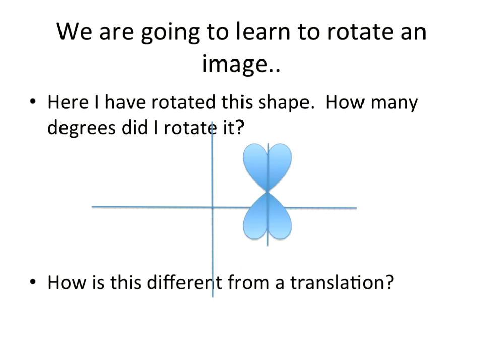How is this different in a way than a translation? How is this different than a translation, what you're seeing? Stephen has a notion. And I want you to think about it. I drew a line down the center so you could see. All right. So it looks almost like this is a reflection.